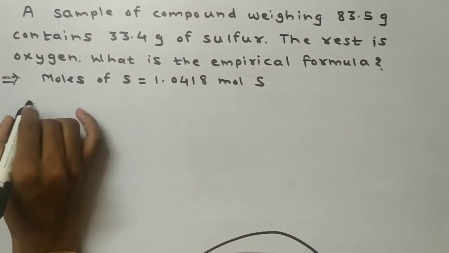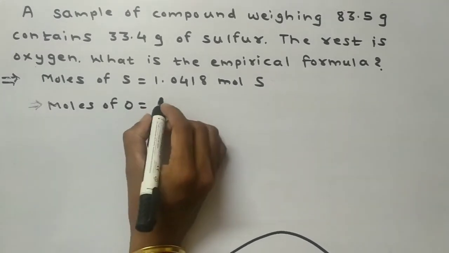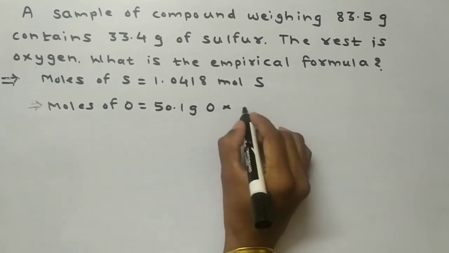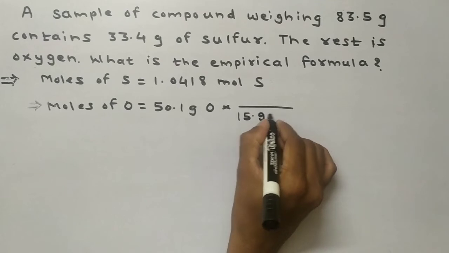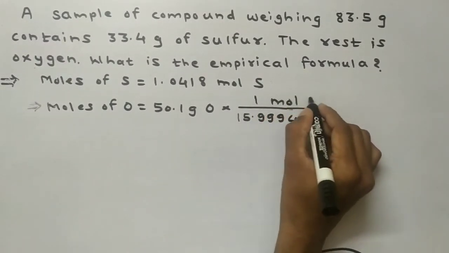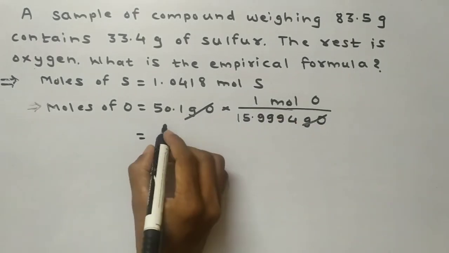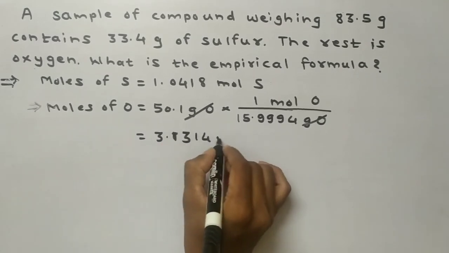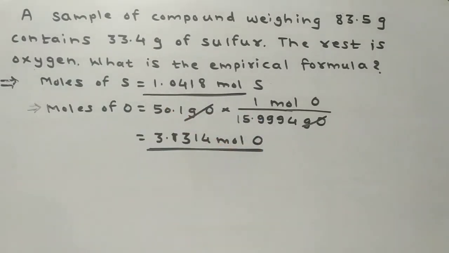Now we'll determine the moles of oxygen. We know the mass of oxygen, 50.1 grams of oxygen, and the molar mass of oxygen, 15.9994 grams of oxygen per 1 mole of oxygen. Grams of oxygen will get cancelled and we will get 3.1314 moles of oxygen. Now we have moles of sulfur and moles of oxygen.